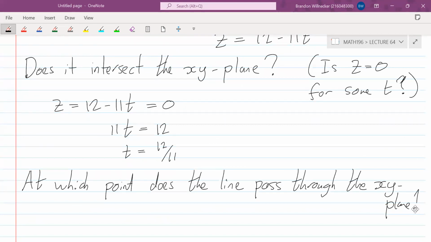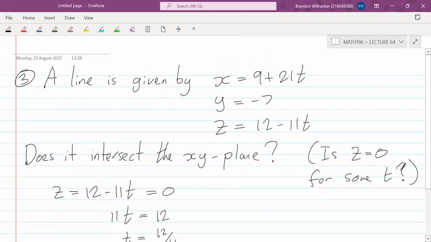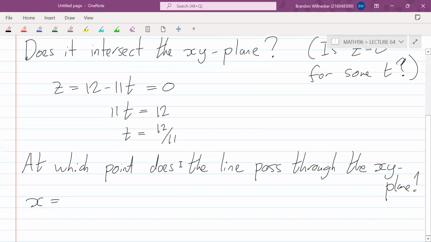Okay, so we want to know what is this point of intersection? Well, that's easy to do. We've got our value of t, so we can use that to find the x, y, and z values. So remember, x was equal to 9 plus 21t. If I substitute this value of t, we're going to get 351 over 11. So this is at t equals 12 over 11.